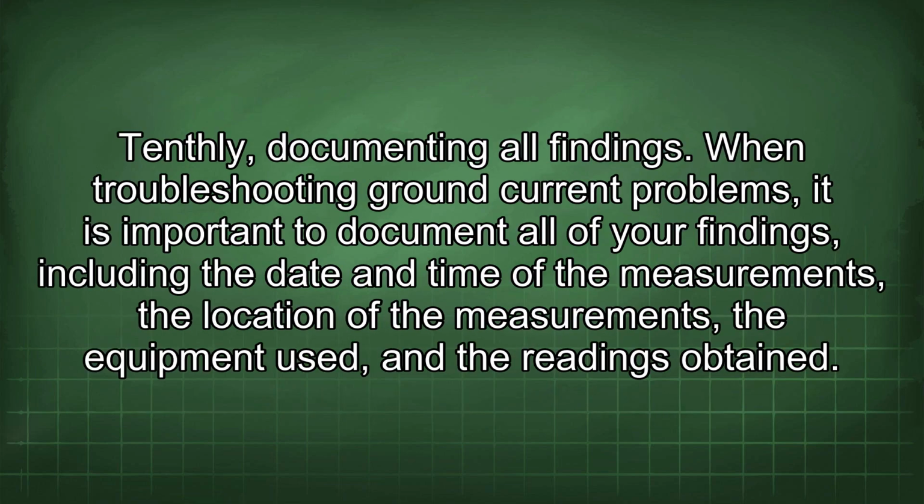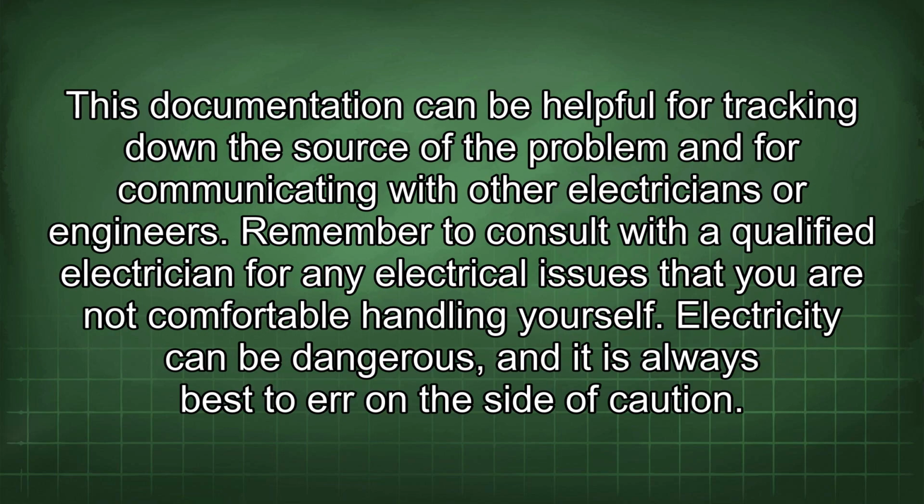Tenthly, documenting all findings. When troubleshooting ground current problems, it is important to document all of your findings, including the date and time of the measurements, the location of the measurements, the equipment used, and the readings obtained. This documentation can be helpful for tracking down the source of the problem and for communicating with other electricians or engineers. Remember to consult with a qualified electrician for any electrical issues that you are not comfortable handling yourself. Electricity can be dangerous, and it is always best to err on the side of caution.